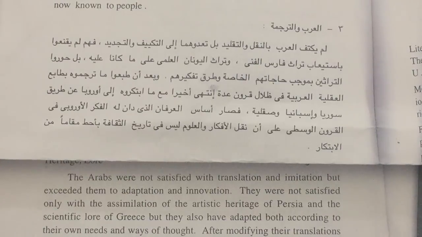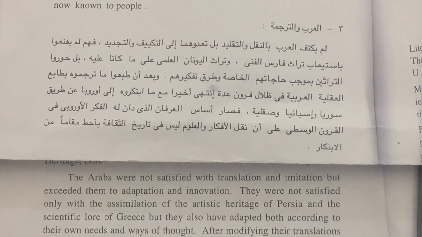فإذا تراث فني وتراث علمي. And that's quite interesting that it got the word lore for scientific and heritage, artistic heritage for Persia. So it's quite a good balance here. It's well done by the translator. They've done a good job. ما كان عليه means in the past, how they were in the past.